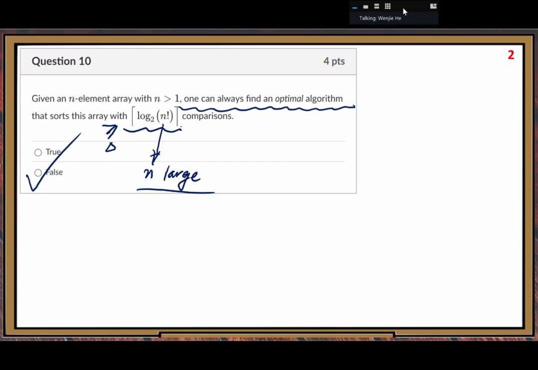It is not guaranteed. The optimal algorithm should equal to this number. Nobody knows that. Okay? Even if you can find an optimal algorithm, you only know that number is greater or equal to this one. But nobody can rigorously prove this result. So that's why we can only say false.